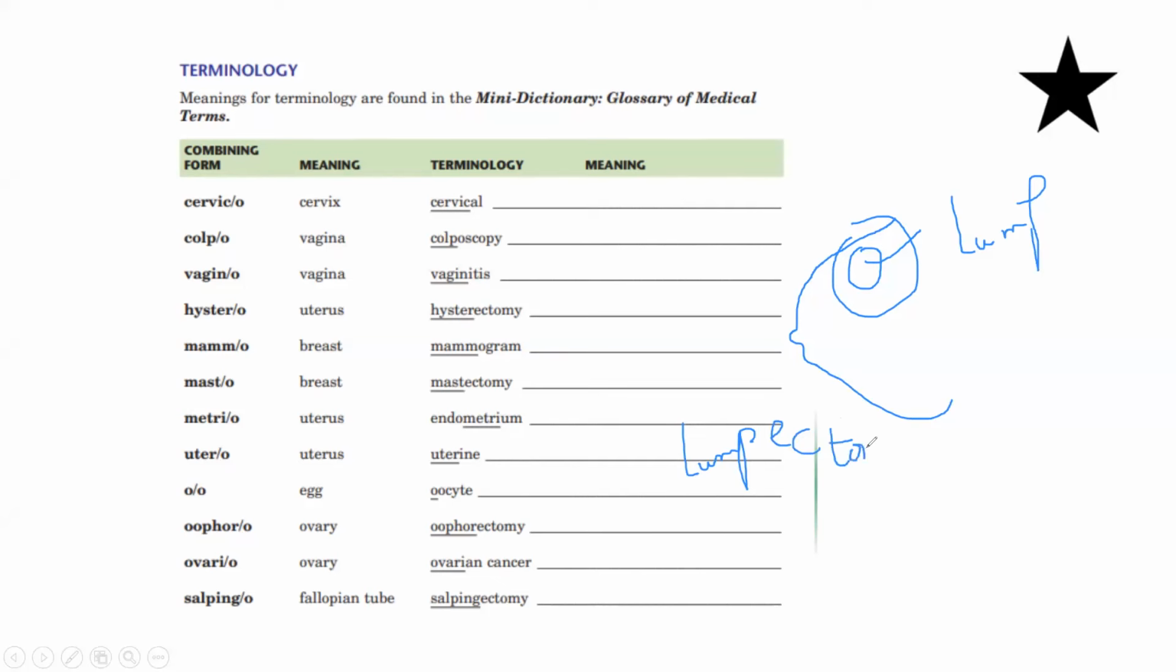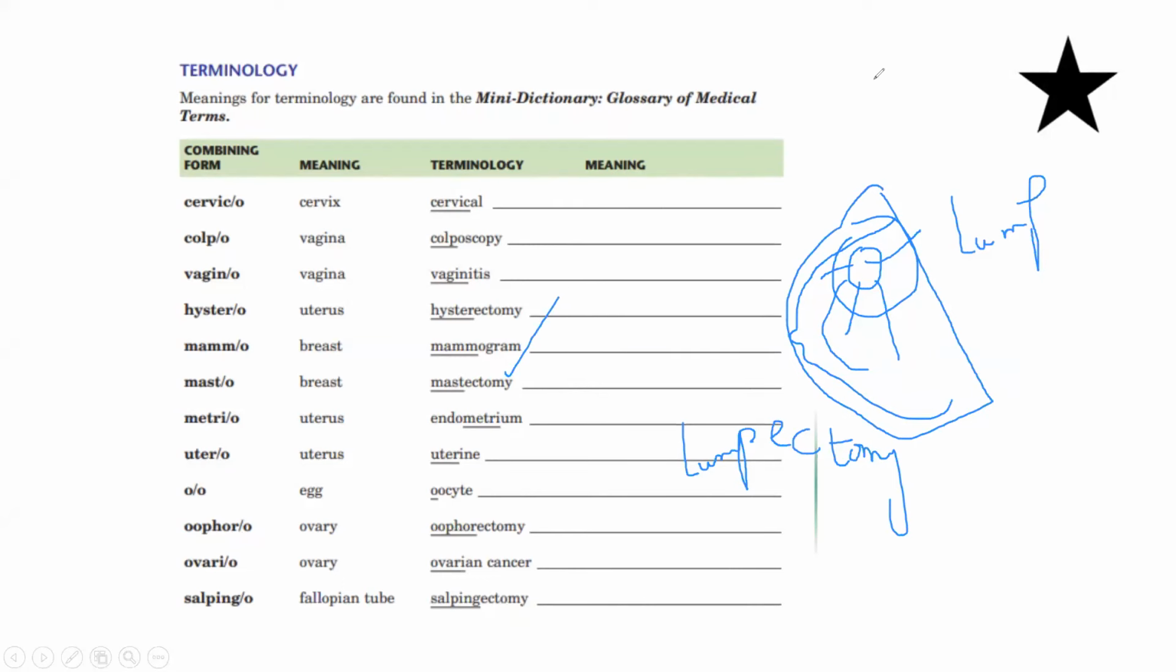But if we diagnose this very late, then this cancer will spread to all parts of the breast. Even it will spread to other parts of the body. So we have to remove the whole breast, not chest, the whole breast. This is called mastectomy.